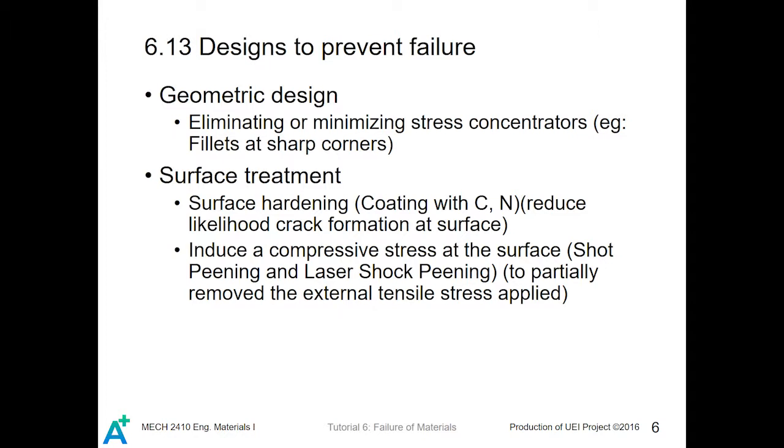Another method is to introduce a compressive stress at the surface, for example using shot peening and laser shot peening, which can partially remove the applied external tensile stress because compressive stress is already induced at the surface. When the applied load is external tensile stress, it can partially offset the external tensile stress.